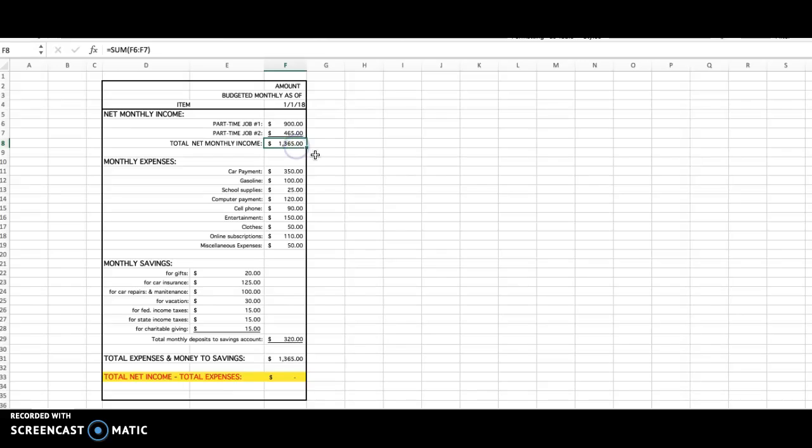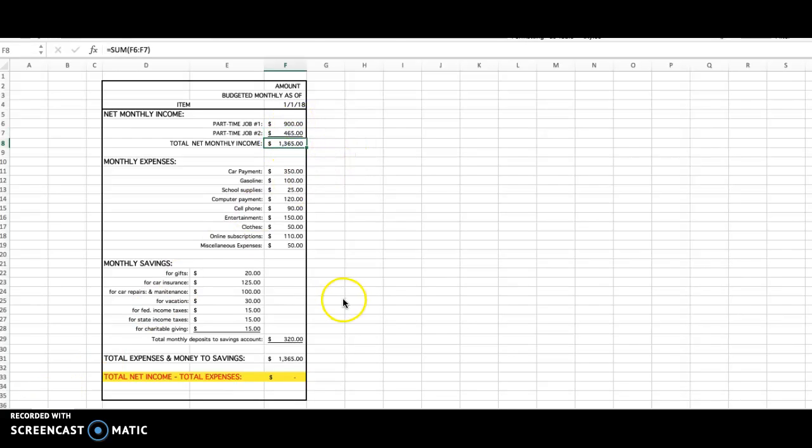This is the total. It is a very simple total, but it will help because if I change this, if part-time job number 1 becomes $1,000 a month, make it 1,000, you'll see the total automatically changes. Not 1,365, but 1,465. So that is helpful in a large column of numbers. Let's go back and put this where it was. So we have a total of 1,365.